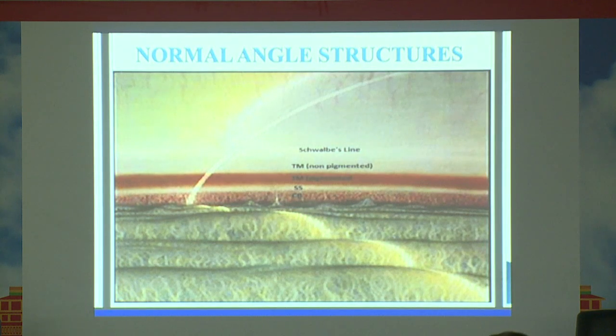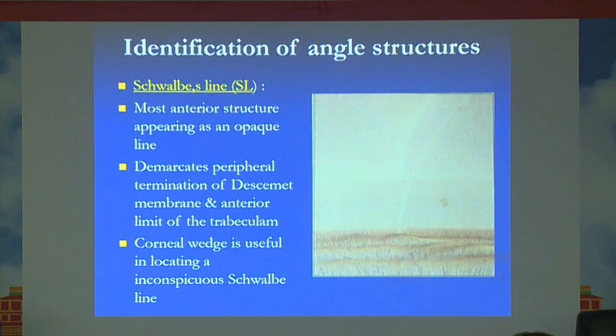Now coming to the normal angle structures. From anterior to posterior: Schwalbe's line, everybody knows it, then the trabecular meshwork, non-pigmented and pigmented parts, then the scleral spur, ciliary body, and root of the iris.